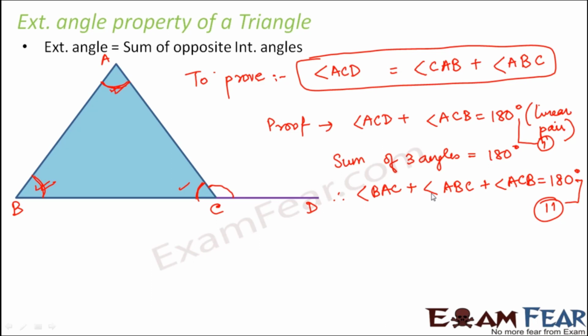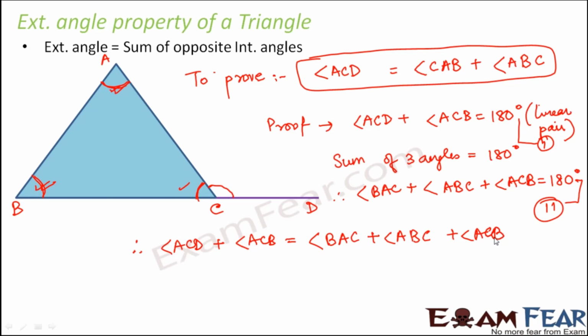When you compare equation 1 and equation 2, you see that ACD plus ACB is equal to 180, and BAC plus ABC plus ACB is also equal to 180 degrees. Therefore, we can say that angle ACD plus angle ACB is equal to angle BAC plus angle ABC plus angle ACB.